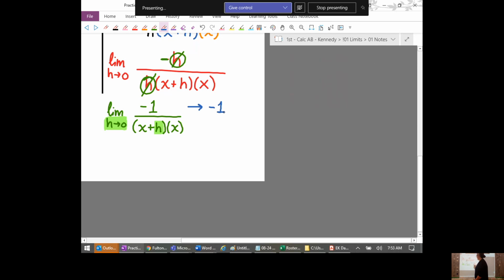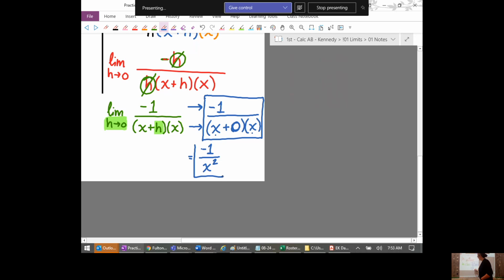So my numerator is going toward -1. My denominator, the x is still there, that's fine. The h has become a 0. The x over there is still an x. And at this point, you've done all the calculus, you're just left with some basic boring algebra, so you can stop there. If you wanted to simplify, that's -1 over x times x, which is this.